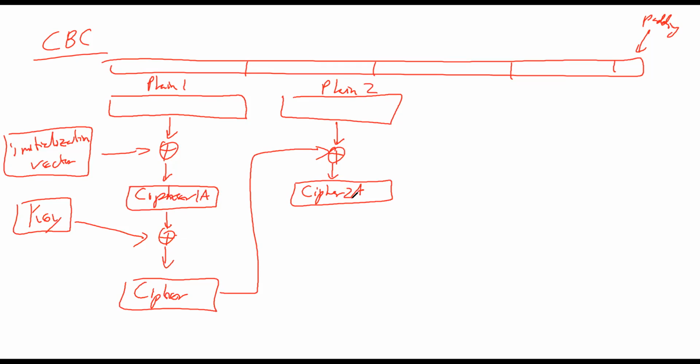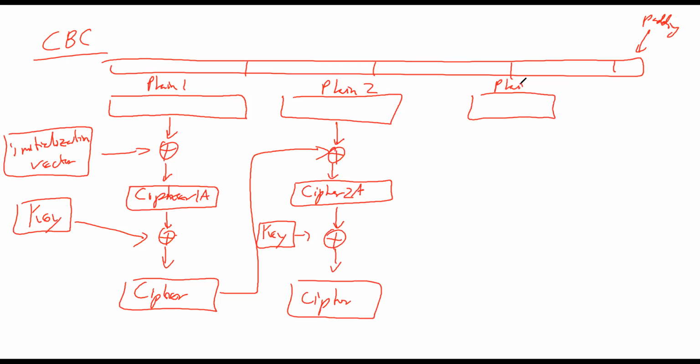All right, and now that you get this, you take the key again and XOR, and that's going to give you another cipher. And you just keep doing that until you reach the end. So say plain N, which probably needs to be padded. So you need to think about that a little bit. You're going to XOR this like that, and then this is going to be cipher NA.